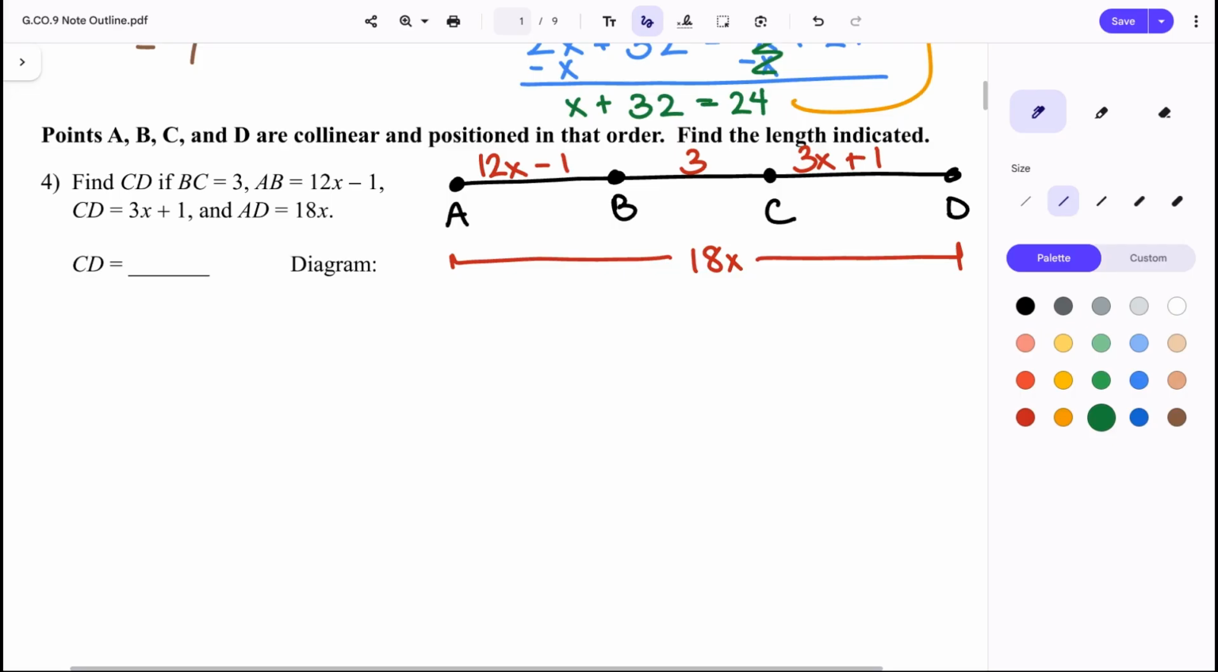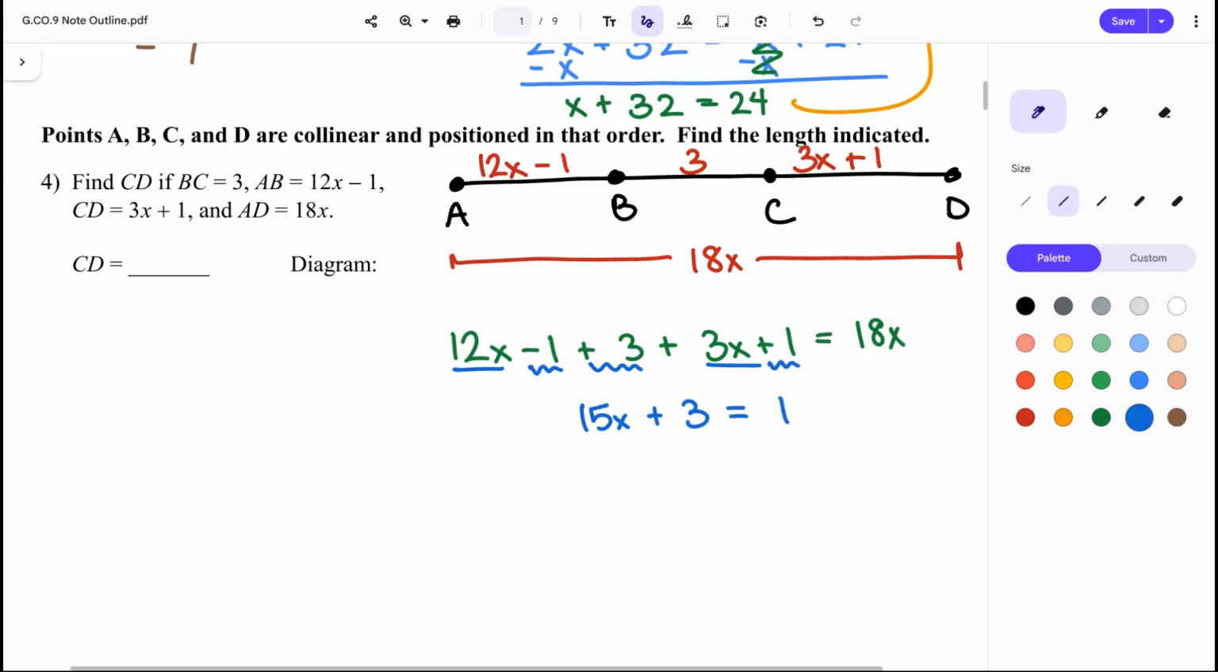Now for this one, you have a couple of additional pieces here. Like, we had extra letters, which means we have a new part of our segment as well. But this is no different than what we did on the last one. We're going to combine those smaller pieces together, set it equal to the whole thing. So 12x minus 1 plus 3 plus 3x plus 1. And we're setting that all equal to 18x. Okay, on the left-hand side, I would have put the 12x and the 3x together to get 15x. And then I would have combined -1 plus 3 plus 1. And that's just going to come out to be 3 because those ones are going to cancel. Equals your 18x.